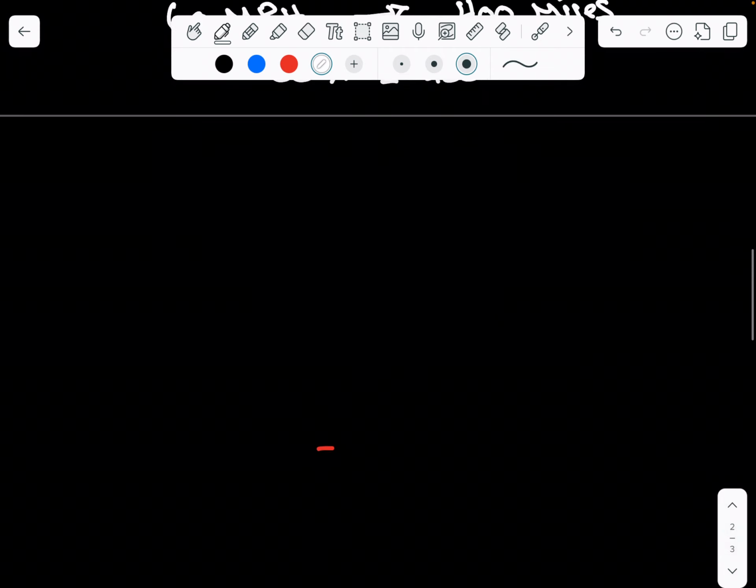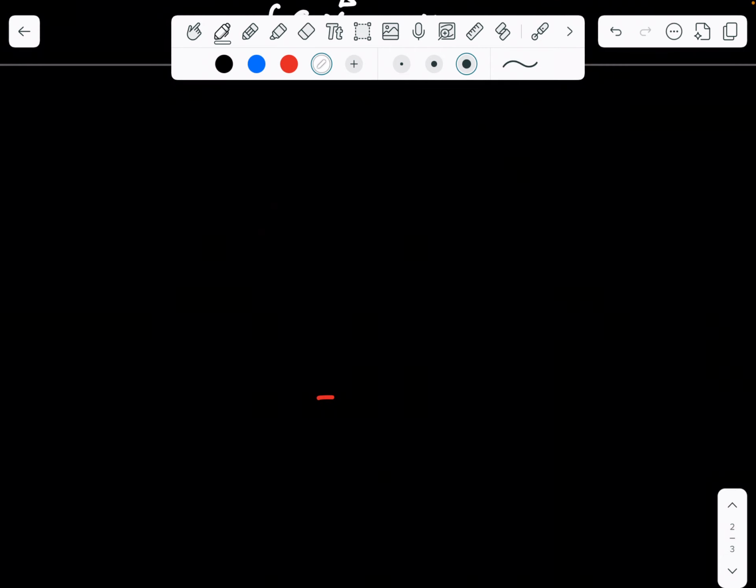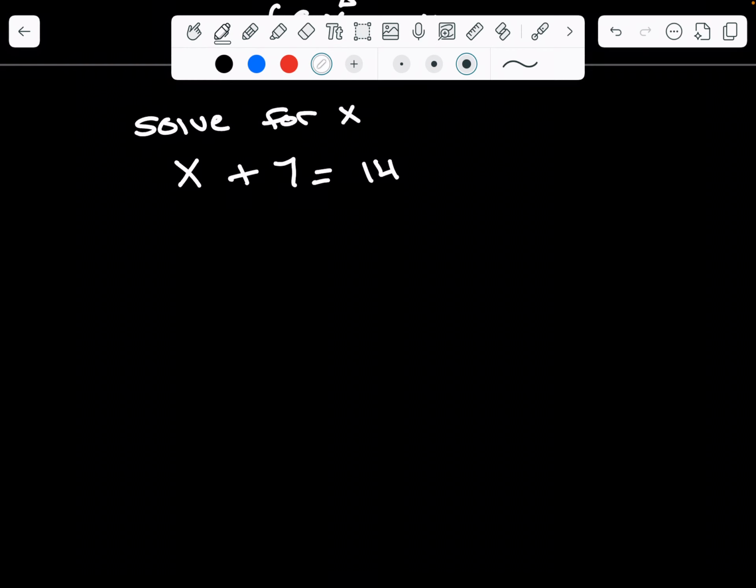So let's look at some examples of how to solve basic linear equations. So I'm going to start with an example like this. X plus 7 is equal to 14. So this is an example of a linear equation, and you might have the instructions to solve for x or solve for your variable.